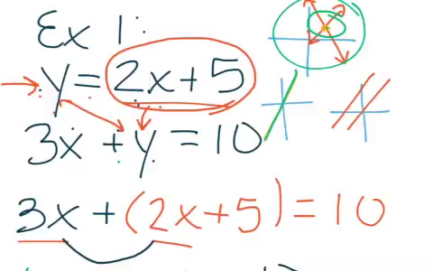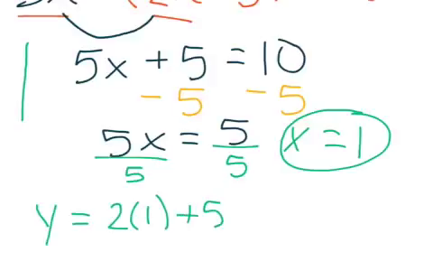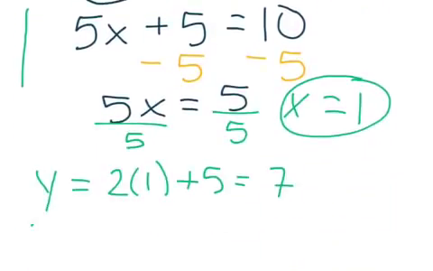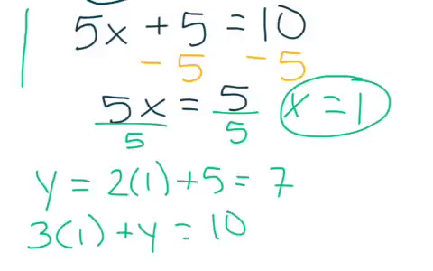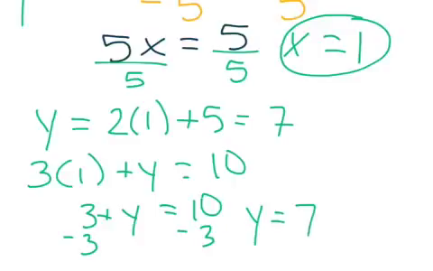So you can plug it into either one, and I'll show you that it works for both. So we could plug it into y equals 2 times 1 plus 5, which gives us 7. If I used the other equation, I get 3 times 1 plus y equals 10. So I have 3 plus y equals 10. Subtract the 3 from both sides, and I still get y equals 7. So notice they're the same thing.